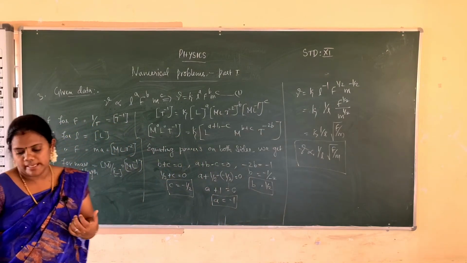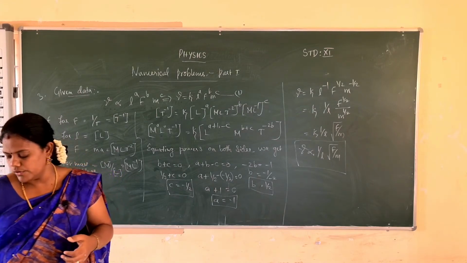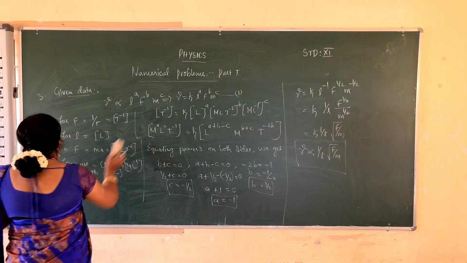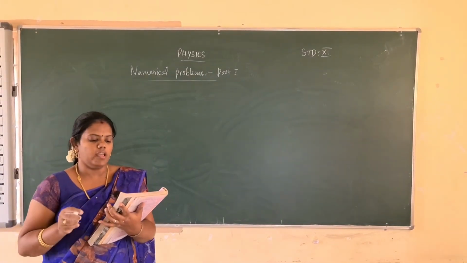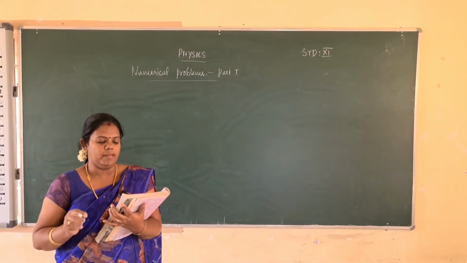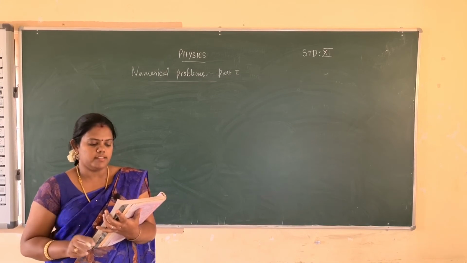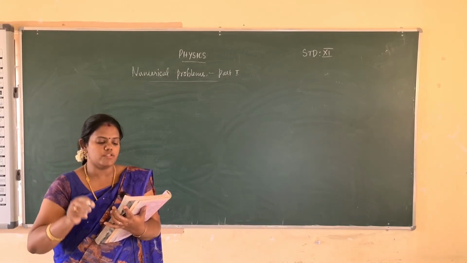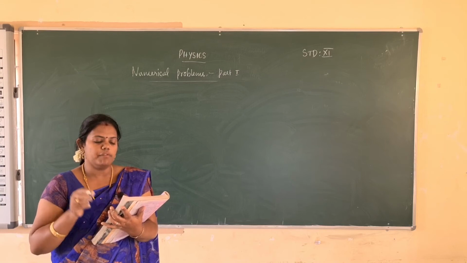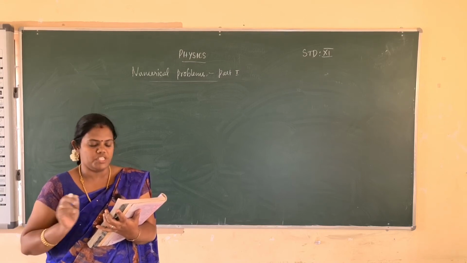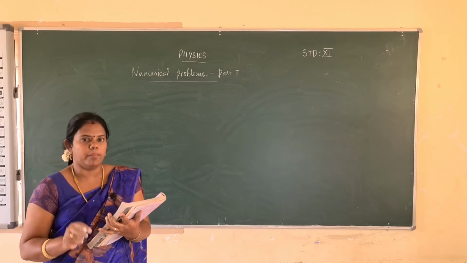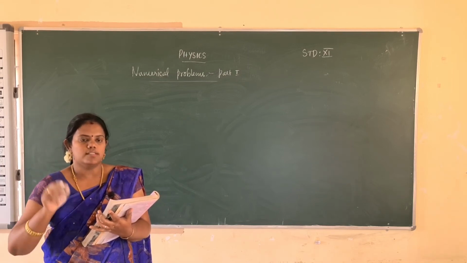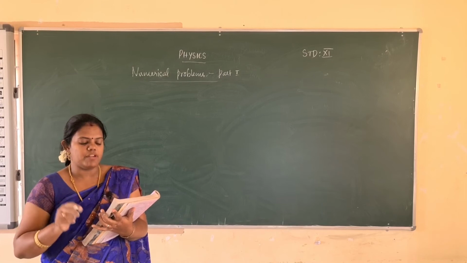Okay, then next we will go for the fourth problem. Jupiter is at a distance of 824.7 million kilometer from the Earth. Its angular diameter is measured to be 35.72 seconds. Then calculate the diameter of Jupiter.